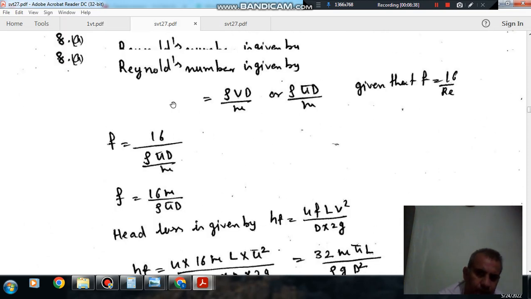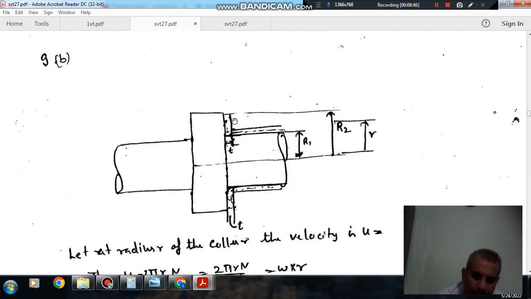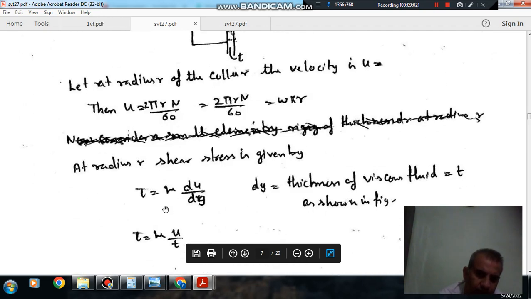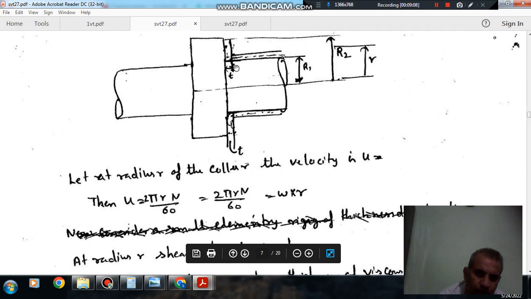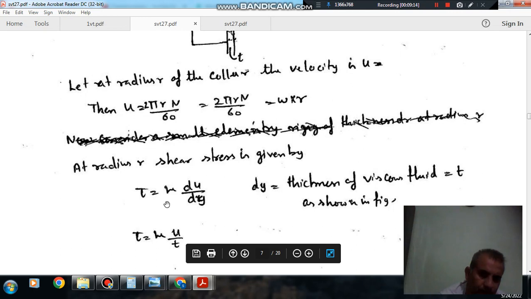So here, this is your bearing, and this is your shaft, and in between there is a viscous oil. Let at any radius r in between, the velocity is u, so that is 2 pi r N by 60, or omega into r. The shear stress is given by mu du by dy, or since the thickness is t, we can write it as mu u by t. The change in velocity is u, and tau is your mu u by t.